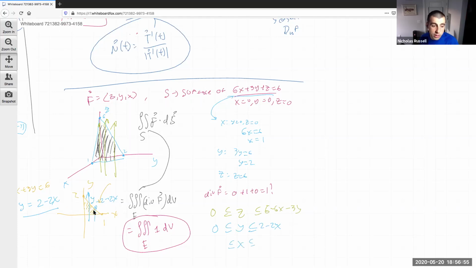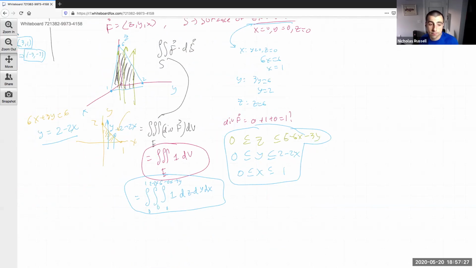And then my x bounds would just be between 0 and 1, right? I would have this just be a constant as always. I end with that. Sorry, I missed this guy. Yep, those are my bounds. And so therefore, this would just be the triple integral from 0 to 6 minus 6x minus 3y, 0 to 2 minus 2x, and 0 to 1 of a 1 in here, dz dy dx. And just integrating that would give me my answer, evaluating this integral down here.